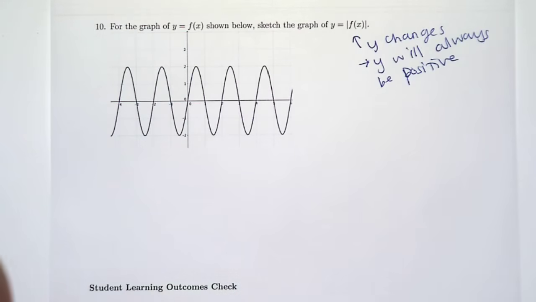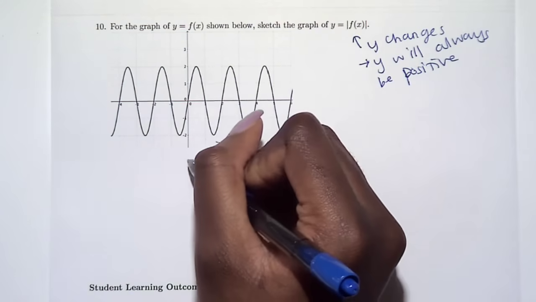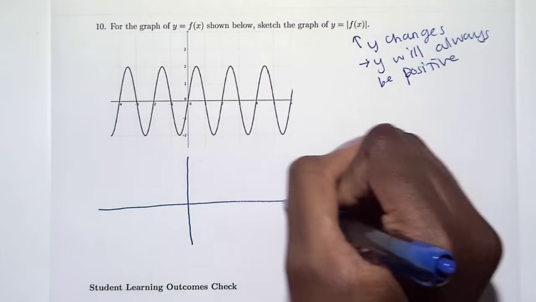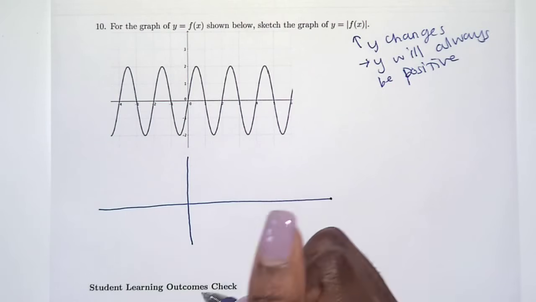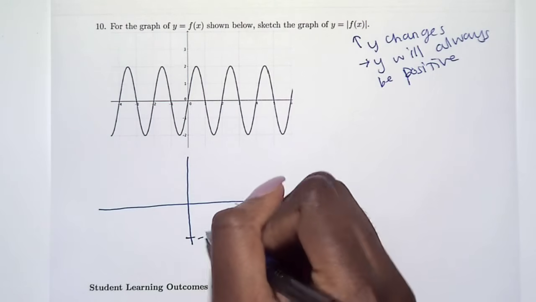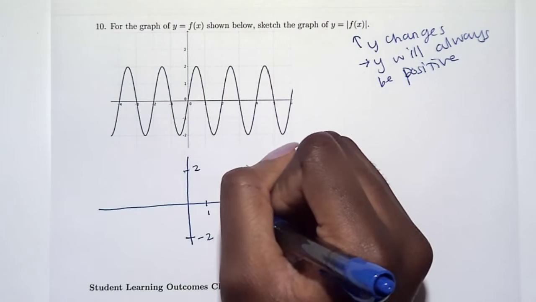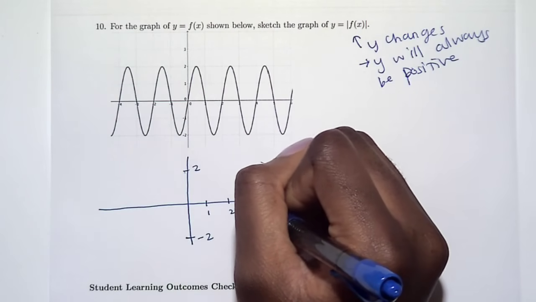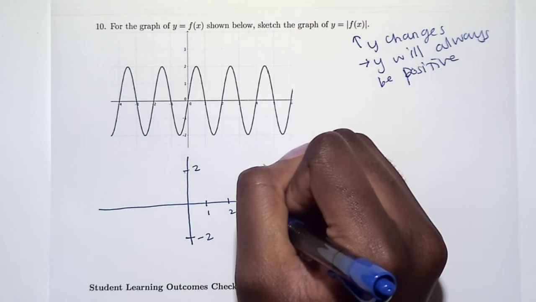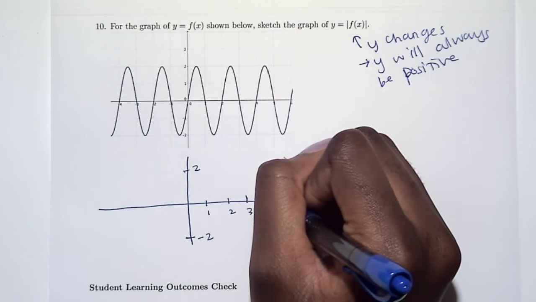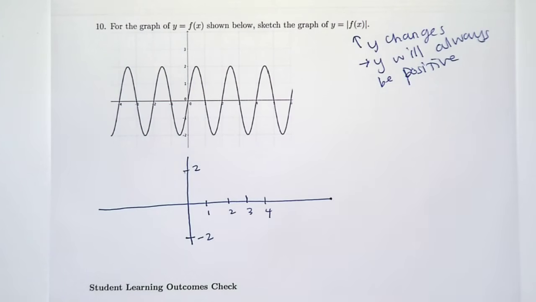All right, so I'm not going to draw on here. I'm just going to redraw the graph below so we can see. So it looks like it goes down -2, up +2. I'm just trying to kind of match it up as much as possible. Maybe I'll just go to 4.